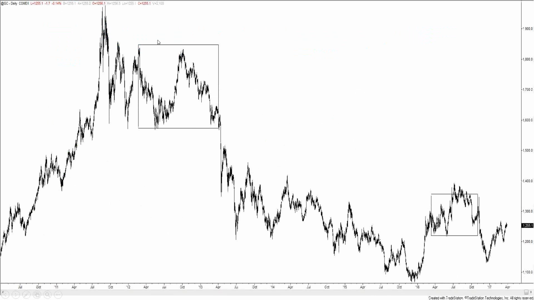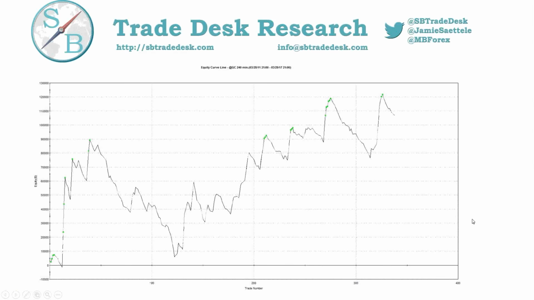Okay, and here's those two periods. You can see that it's pretty choppy. This was actually a pretty good move, right? But for the most part, this is choppy, overlapping price behavior. And that's when it doesn't do well. Now, the signals on gold, or the alerts on gold, actually did pretty well since the election.